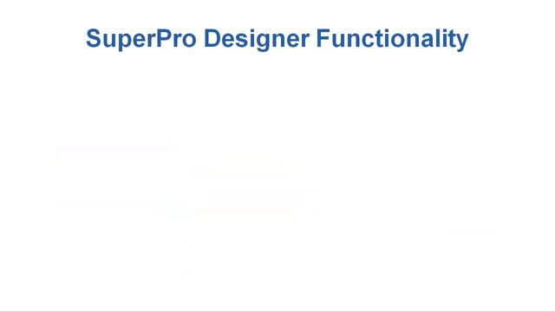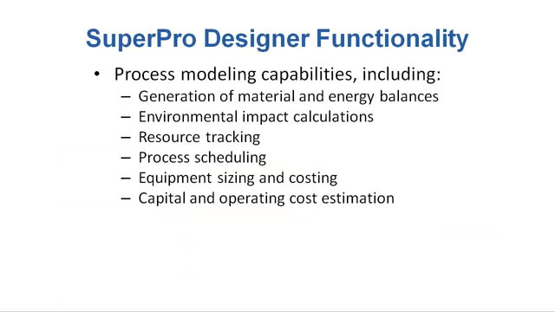In support of the roles described on the previous slide, SuperPro provides comprehensive process modeling functionality, including generation of full material and energy balances for integrated processes, calculation of amounts and compositions for all waste streams, including VOC emissions, demand profiles for resources such as labor, raw materials, utilities, etc., Gantt charts and equipment occupancy charts for batch processes, equipment sizing, and thorough cost analysis, including estimation of equipment cost, capital investment, and operating costs, with detailed breakdowns for the cost of materials, labor, consumables, utilities, waste treatment, and other operating costs.